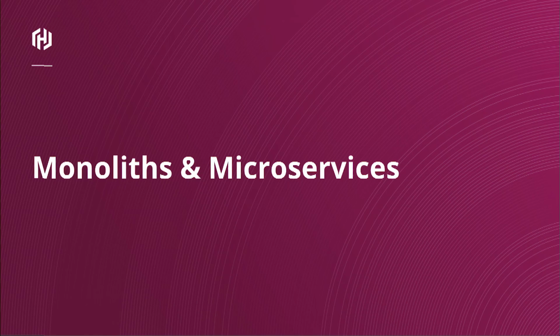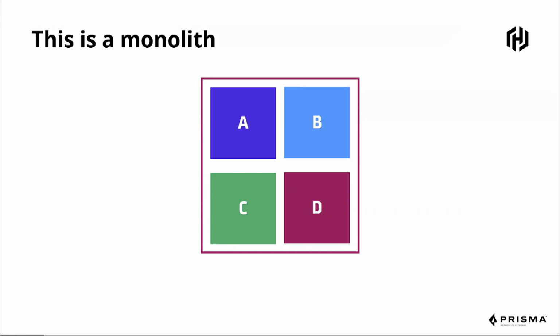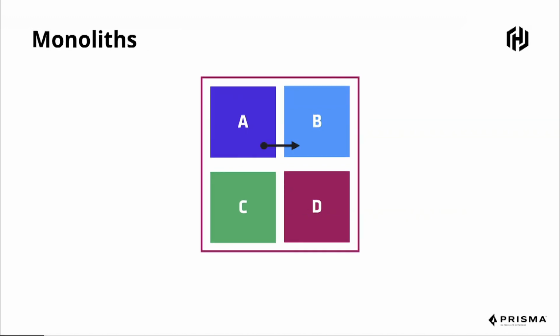And so if we look at monoliths and microservices, we can take a look at a monolith here. It's made up of a bunch of different subsystems. In this case, we're using 4. And the nice thing is, whenever these subsystems need to talk, it just happens with an in-memory function call. So A can talk to B. Everything's shared in memory. There's no network calls. There's no figuring out how do I talk to this. It's just right there with an in-memory function call.